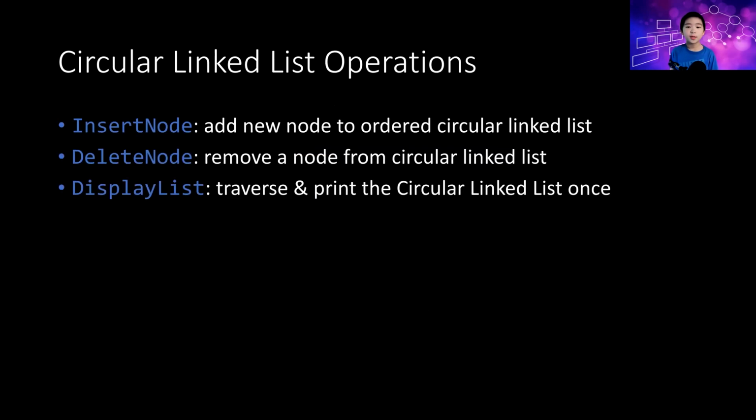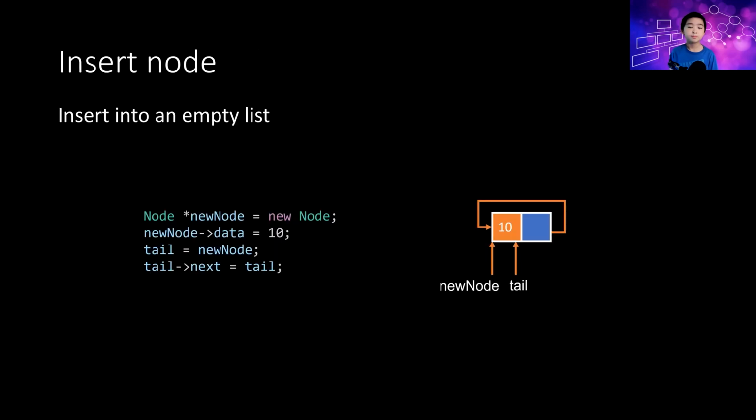Here are the core operations of circular linked lists. They are very similar to the singly linked lists. We will implement the insert, delete, and traverse operations. Let's first start from the insert node function. Because of their circular shape, there are only two scenarios we need to consider: the insert to an empty list or a non-empty list. Let's talk about the empty list first.